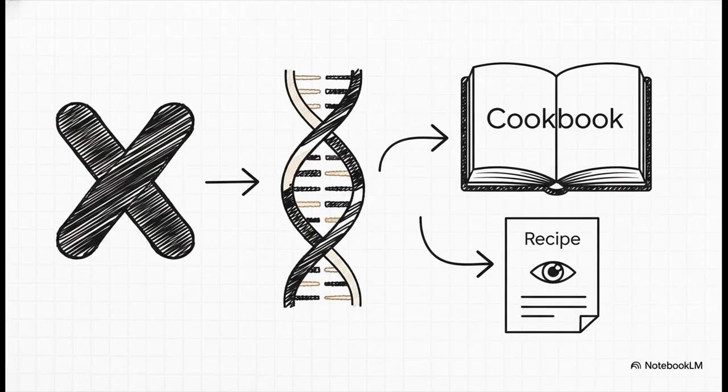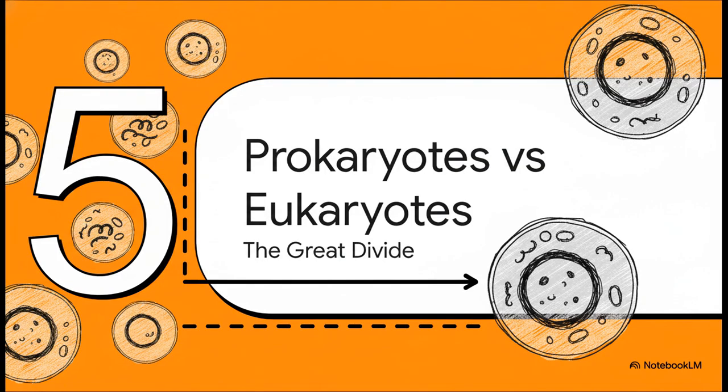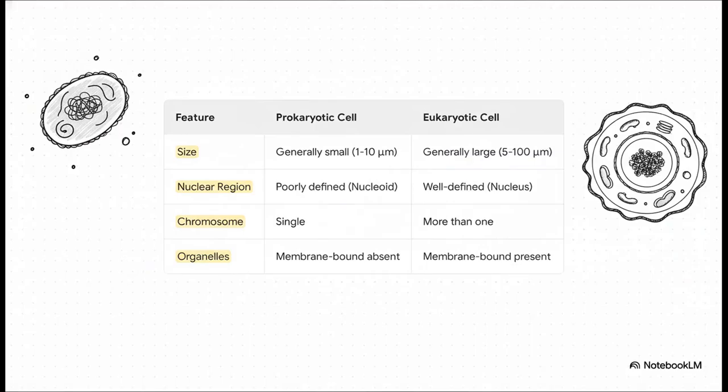Now, the presence of a proper, well-defined nucleus with a membrane is so fundamental to biology, it actually divides all life on Earth into two major groups. This is the great divide between prokaryotic cells and eukaryotic cells. This table shows the key differences very clearly. Let's focus on the most important one, the nuclear region.